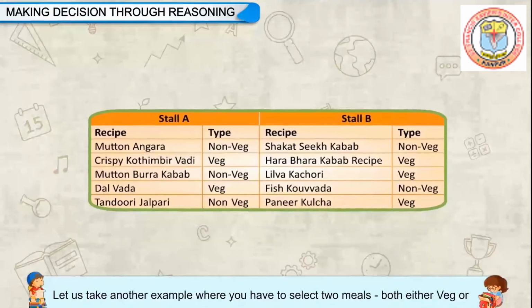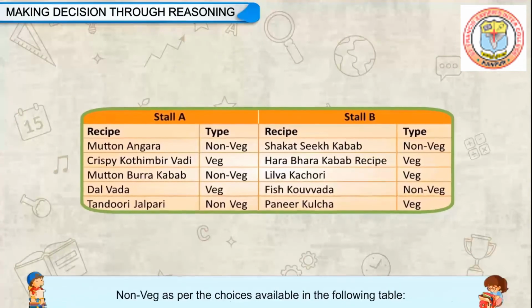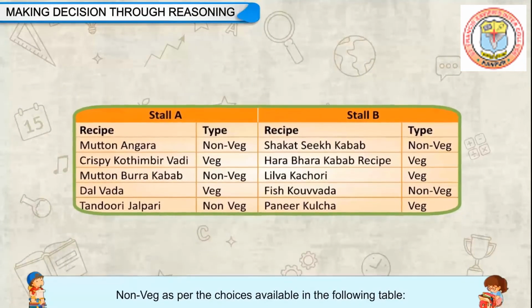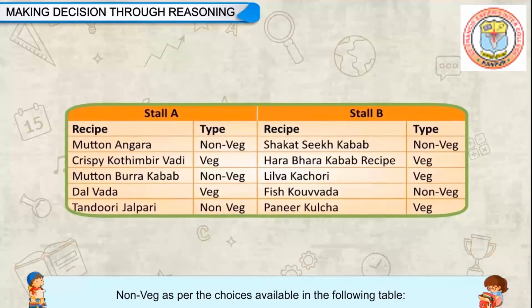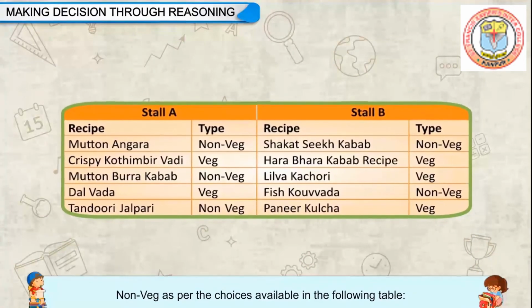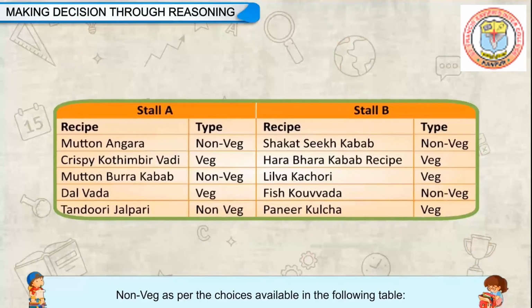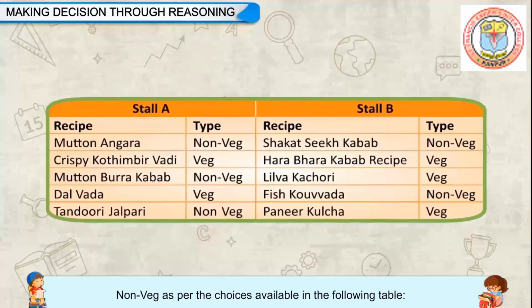Let us take another example where you have to select two meals, both either veg or non-veg, as per the choices available in the following table. Stall A, Stall B. Recipe, type. Mutton angara, non-veg. Shahi seekh kebab, non-veg. Crispy kothimbir vadi, veg. Hara bhara kebab recipe, veg.